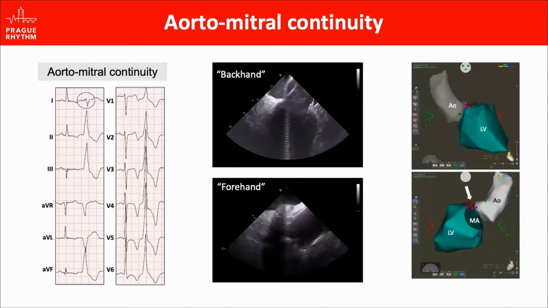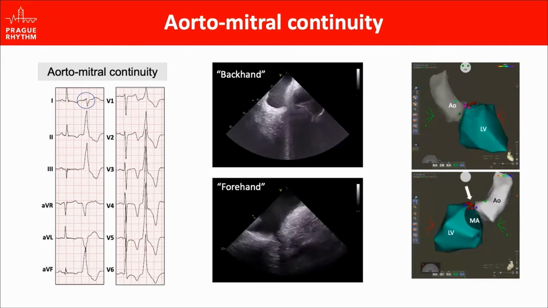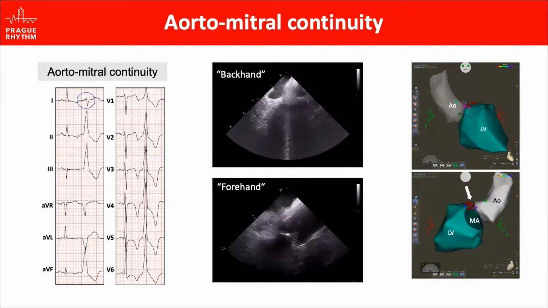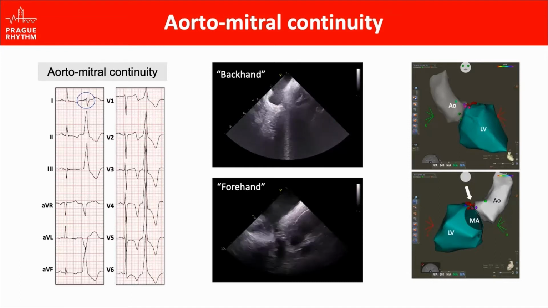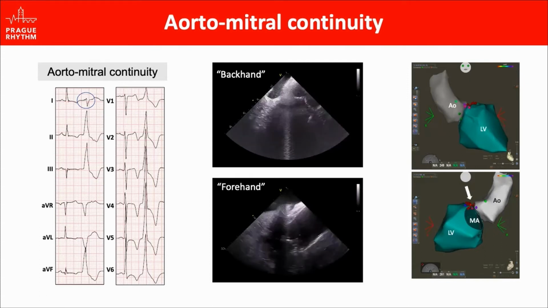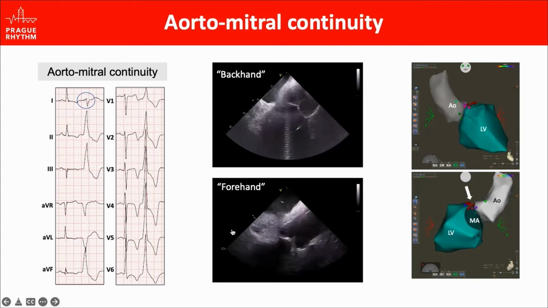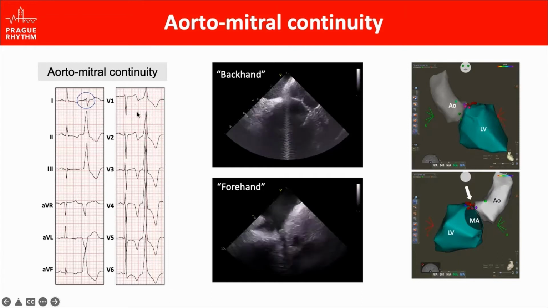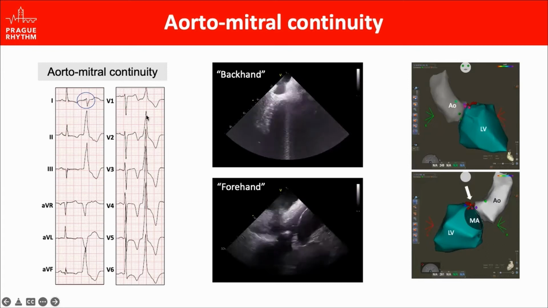Aortomitral continuity is, as was stated, a fibrotic curtain which extends between the anterior leaflet of the mitral valve and the LCC and RCC of the aortic valve. Arrhythmias arising from this region usually have RBBB morphology with a biphasic QRS in lead 1, which has a dominant negative deflection. And usually in PVCs coming from this area, we can find a small, tiny Q wave in lead V1.